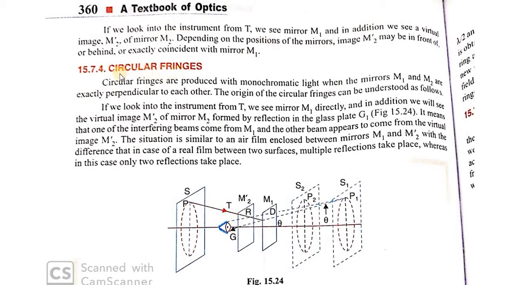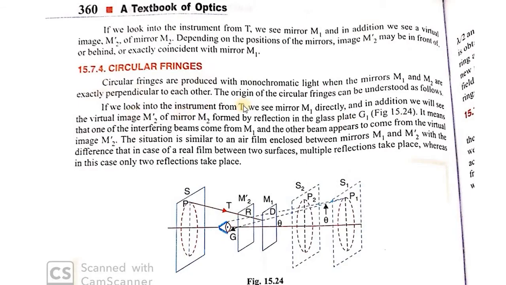So next is circular fringes. Circular fringes are produced with monochromatic light when the mirrors M1 and M2 are exactly perpendicular to each other. The origin of the circular fringe can be understood as follows. Now we are going to discuss how we are getting the circular fringes.